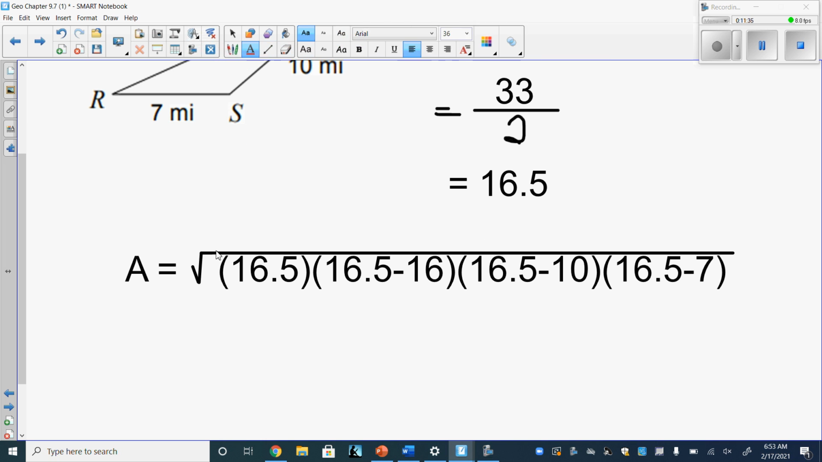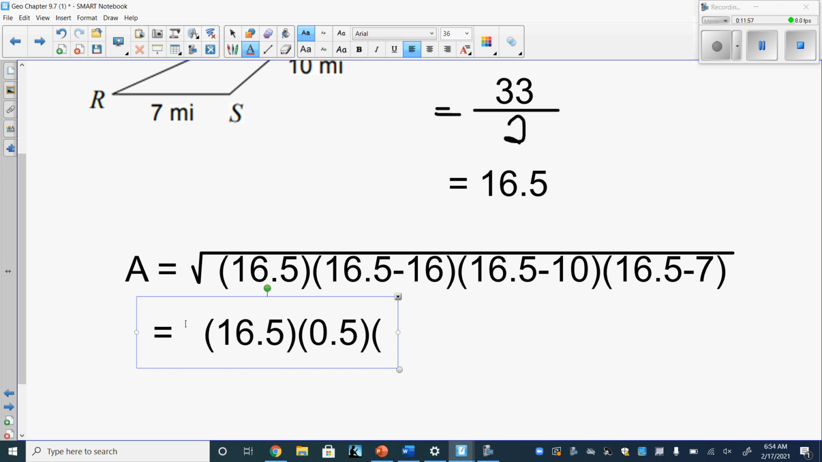And again, just like with the last one, you can go on and type all this into the calculator, the square root of 16.5 times 16.5 minus 16 times 16.5 minus 10 times 16.5 minus 7. So you can multiply all those together. Or if you want to simplify it a little bit, 16.5 minus 16 is going to be 0.5. 16.5 minus 10 is going to be 6.5. And 16.5 minus 7 is going to be 9.5.